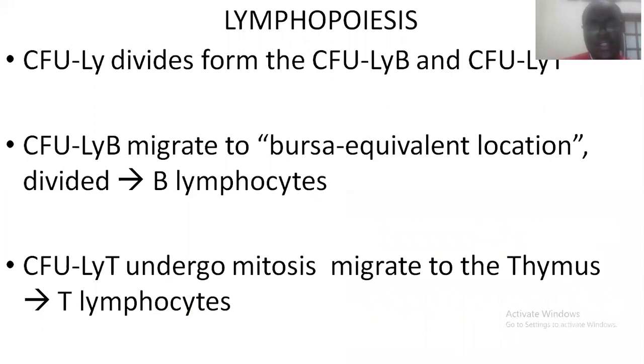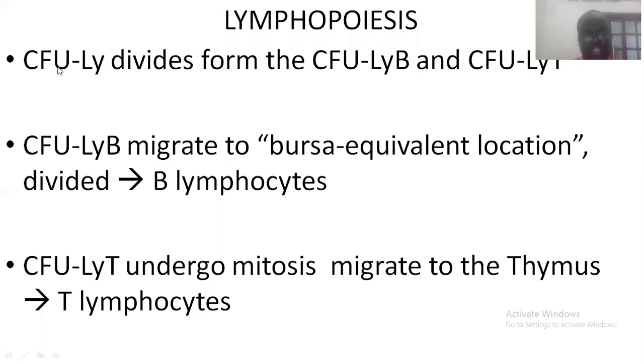Now we're looking at lymphopoiesis, the development of the lymphocytes, which is different from monocytes, the ones we just discussed. You have two different types of lymphocytes, and that process is called lymphopoiesis. So you have the colony-forming unit lymphocytes that will divide to form colony-forming unit lymphocyte B and colony-forming unit lymphocyte T.